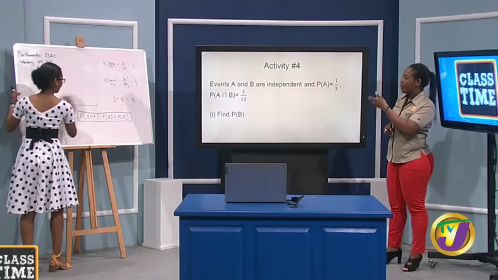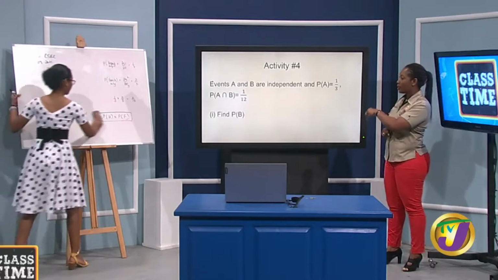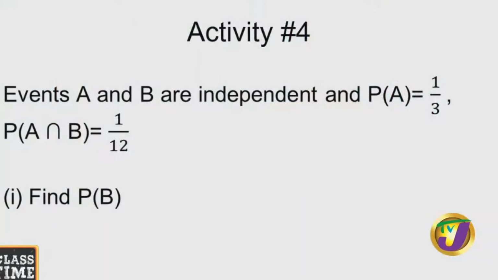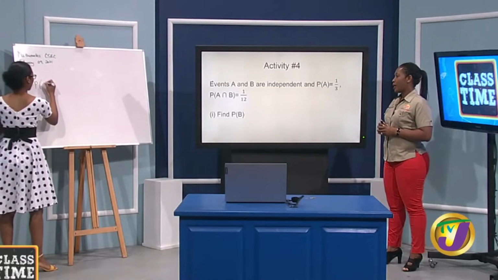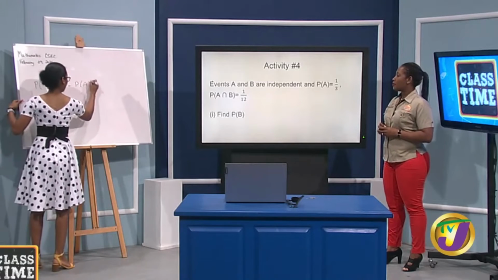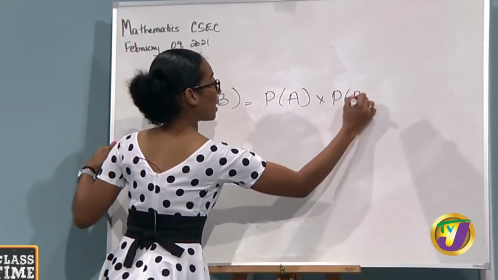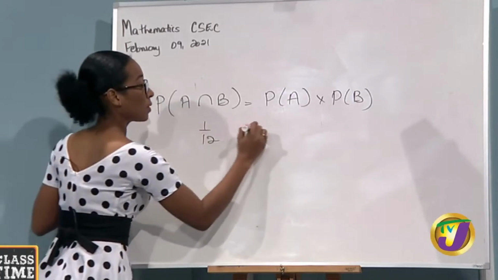So I can use the probability of A intersect B, or the probability of A occurring and B occurring is 1/12. I also know that the probability of A and B is equal to the probability of A multiplied by the probability of B. So let me write that first. Let's write everything you would have just shared. So A intersect B is equal to the probability of A multiplied by the probability of B. And I know that is 1/12, so I can substitute that for 1/12.